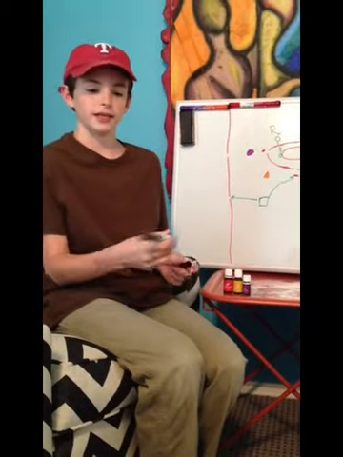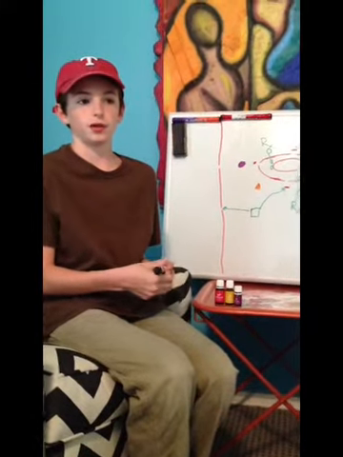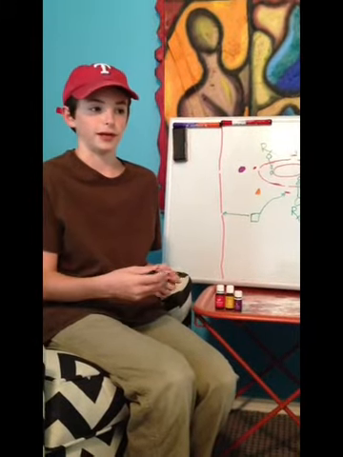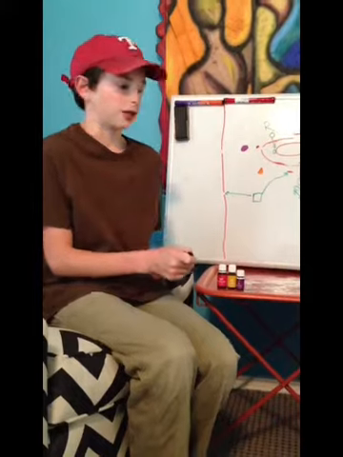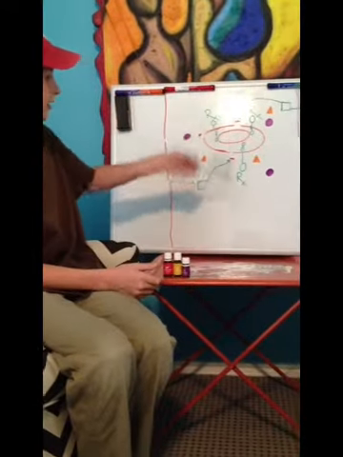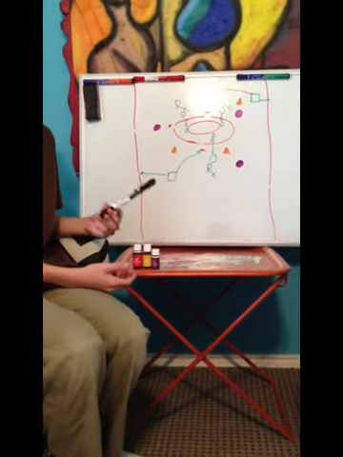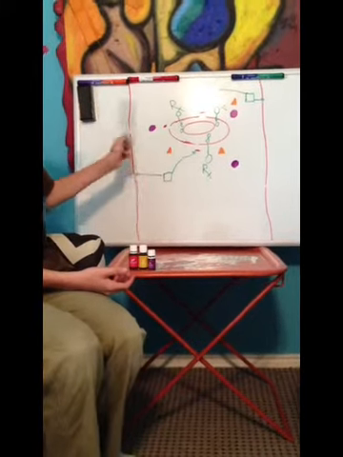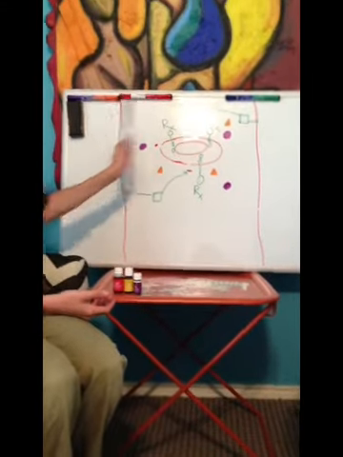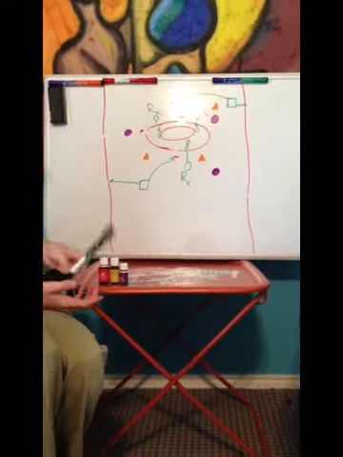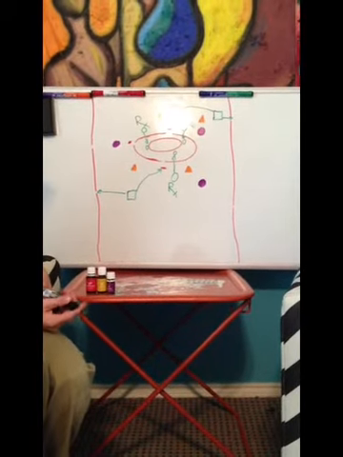I'm 12 years old, and I'm here to tell you how essential oils work compared to how modern medicine works. So what I have right here, as you can see, is a diagram of a red blood cell, which is right here, and then over here it's a blood vessel.